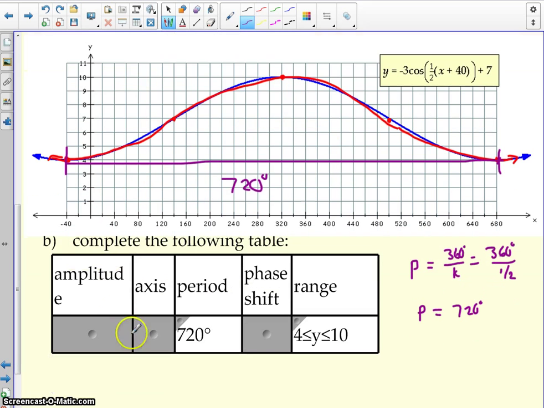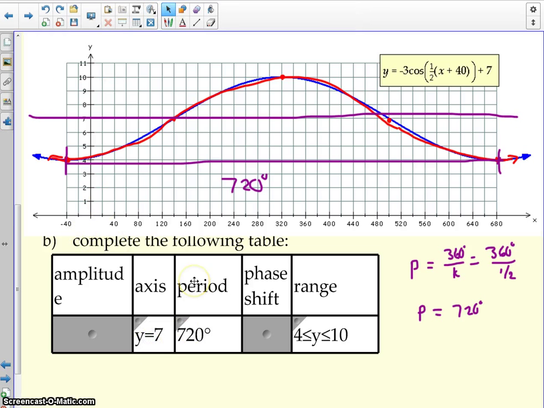Okay, axis, I can see that from the graph as well. So again, my highest value was 10, my lowest value is 4. Halfway in between 4 and 10 is 7. So that would be my axis right there. The equation would be y equals 7. You have to include the y equals because it's the equation of a horizontal line. Amplitude will be the distance from the axis up to the max or the min. So my maximum is at 10, my axis is at 7. That distance is going to be 3.